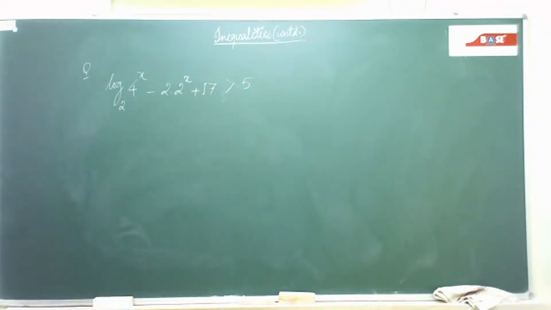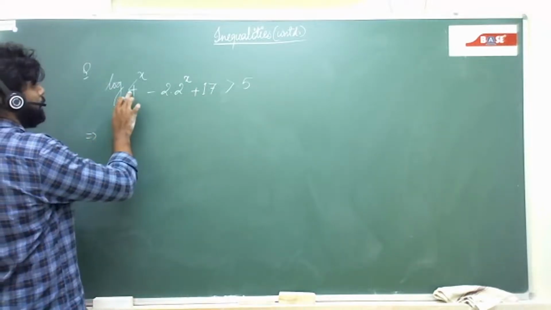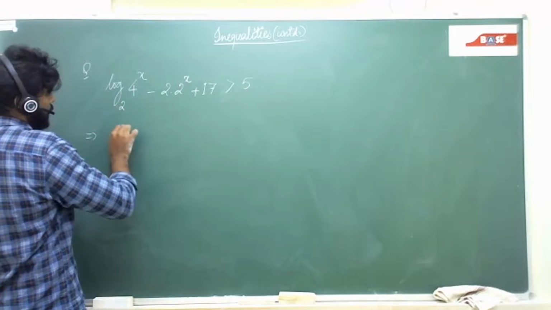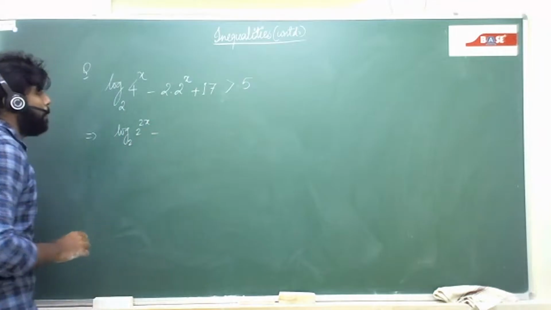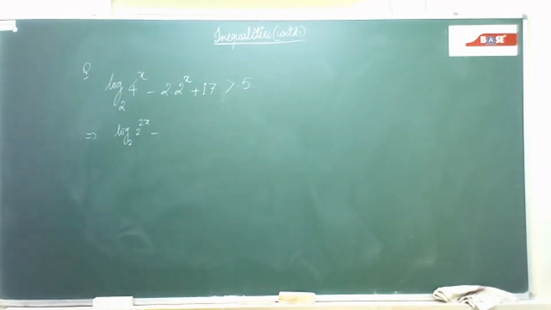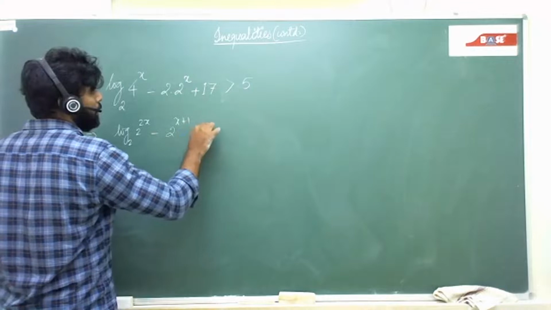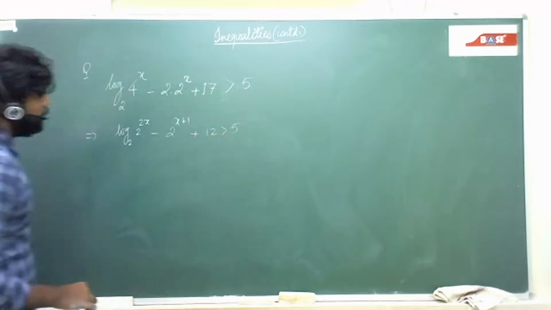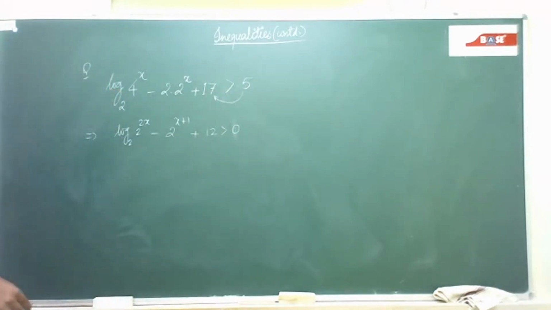Okay, that's what we have been given. First thing is a little more manipulation and logarithm properties, that we can write as log base 2 to the power 2x. That makes sense, right? Next is minus 2 into 2 to the power x plus 1 plus 12 more than 0. 5 we have transposed, 17 minus 5 is 12.